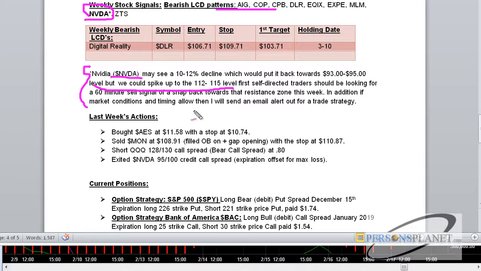We're looking for the market that it could spike up to 112, 115, and then look for a 60-minute sell signal. That's the resistance zone for this week, and look for the market then to maybe go up and then back down. So let's see what transpired.